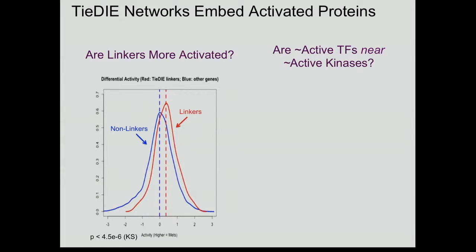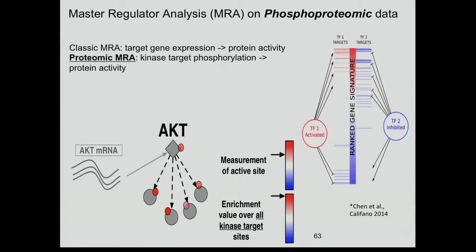You could also ask the reverse. We can infer the activity of transcription factors with things like Marina. We could also infer the activity of kinases from the phosphoproteomics data by using a Califano-like method again, where instead of taking the transcription data and looking at targets of transcription factors, we could take the proteomics data and look at a kinase and ask, does the kinase seem to be getting activated? So this is an example.